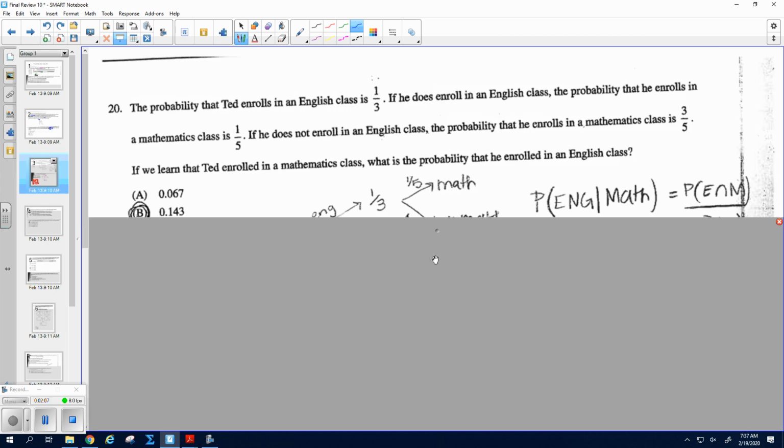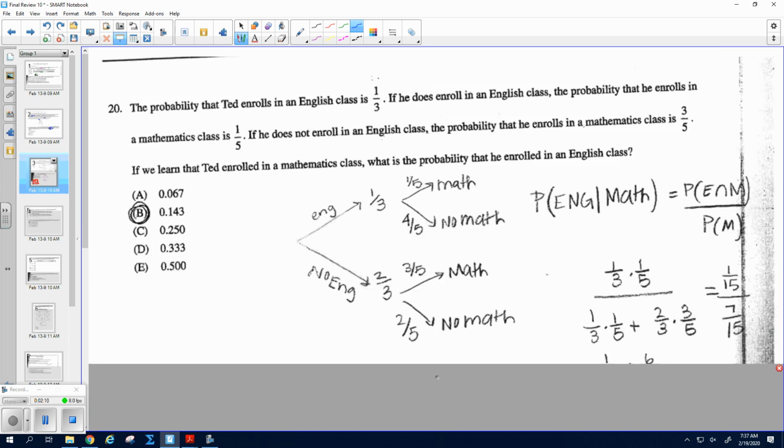Number 20. First you have to recognize this is conditional. You either take English or he doesn't take English. So we have English, which is a third, and no English, which is 2/3. As long as you recognize that the next one is conditional, you can do a tree diagram. If he enrolls in English, then the probability he enrolls in math is 1/5. So now we go off the English branch. Math is 1/5, no math is 4/5. If he does not do English, then it's a 3/5 chance he does math, and then 2/5, okay?